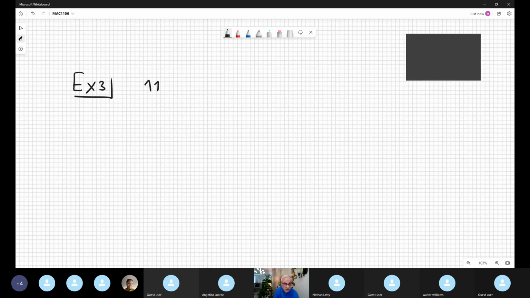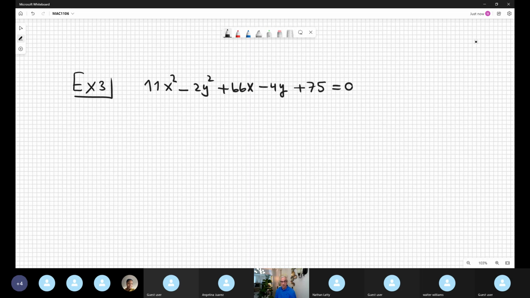This is 11x squared minus 2y squared plus 66x minus 4y plus 75 equals 0. Wow, what the hell? Don't be scared. This is the equation of a hyperbola. How do you know? Because we have x squared and y squared. I don't care about the coefficients 11 and 2 and the minus in between. This is the clue that gives me the idea that this is a hyperbola, and by the way, a horizontal hyperbola because x is squared.